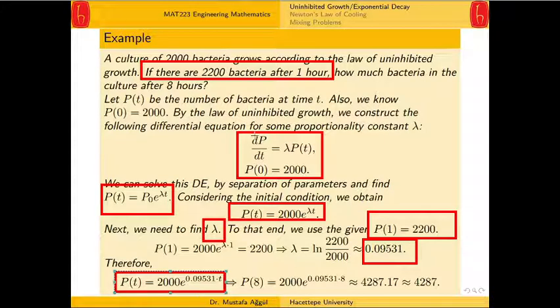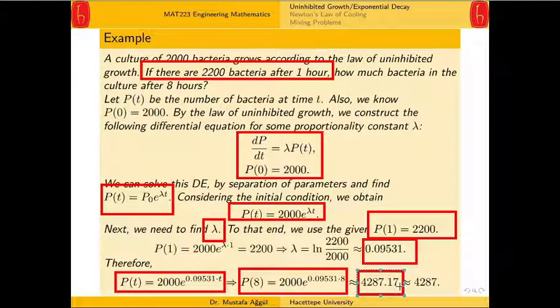Now if you return to the question, it asks how many bacteria are in the culture after 8 hours. So we substitute 8 for t and find the number of bacteria. If we substitute 8 for t, we end up with 2000 times e to the lambda times 8, and this will be 4287.17.